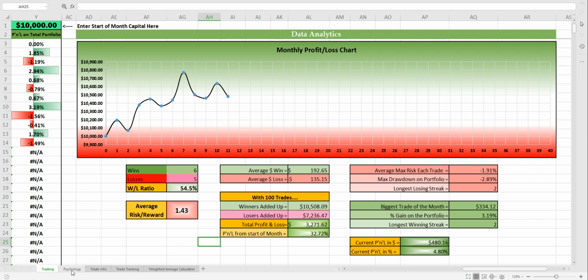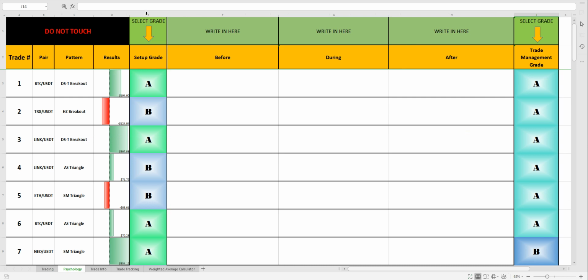You have to be able to accept constructive criticism with open arms, welcoming it into your life. Not really going to talk about the psychology. We've already talked about this, right? You're entering your setup grade, you're entering your trade management grade, you're entering what you thought of before, during, after, and that's about it for this trade.